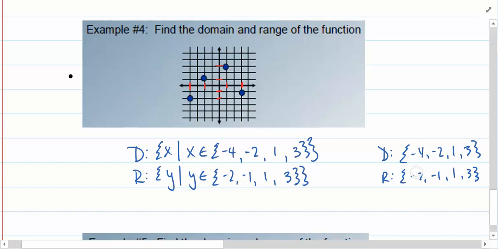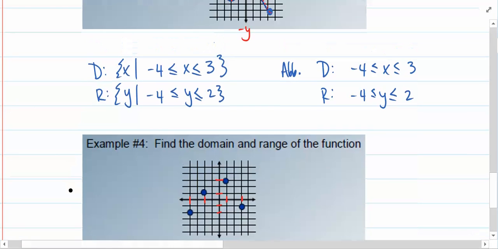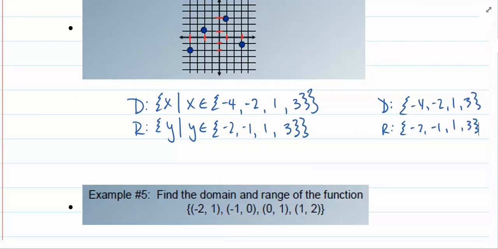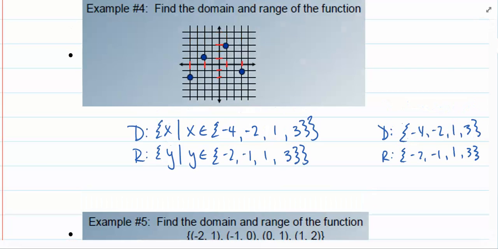Notice in this case, we had to go through the trouble of listing each of our domain and range values separately. We couldn't include a whole list or a range of numbers or a series of values here using inequality symbols because we are not allowed to have any domain or range values in between these particular points. They have to exist specifically at those locations and nothing in between.